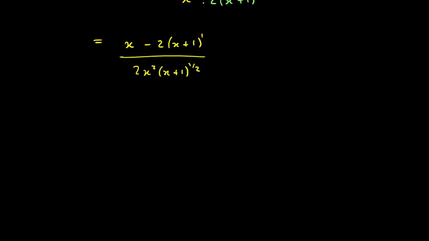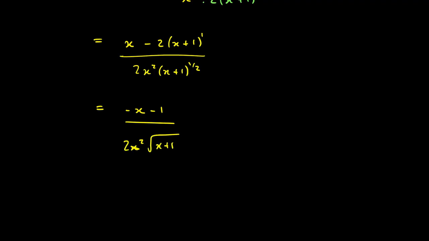So now I think I can simplify this. So I've got x minus 2x, that's negative x, minus 1 over 2x squared, the square root of x plus 1. I've done that for the benefit of those of you who want a bit of help practicing how to simplify expressions, because you are asked to do that.